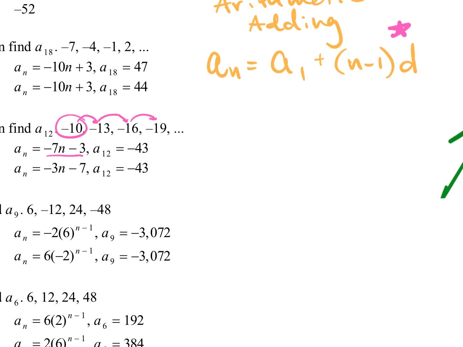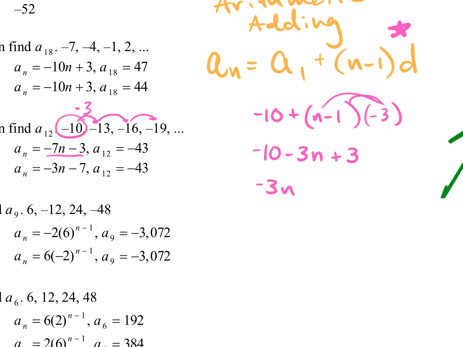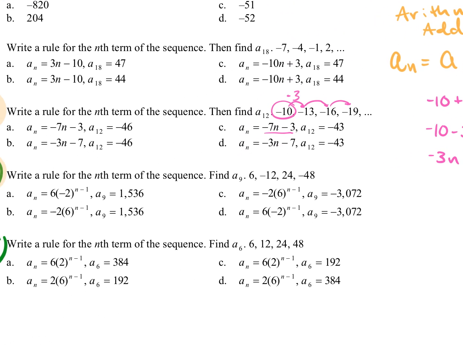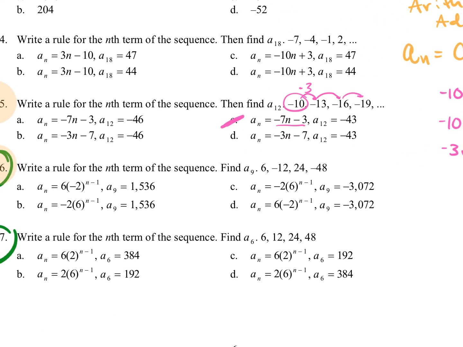So our first term is negative 10 plus n minus 1 times d, which is our common difference. What are we adding or subtracting to get from one number to the next? Adding or subtracting? Subtracting 3. So d would be negative 3. None of our equations are written like this, so we have to simplify it. So I'm going to distribute the negative 3. So negative 10 minus 3n plus 3. Negative 3n minus 7. So negative 3n minus 7, we can eliminate answer choice A and C.